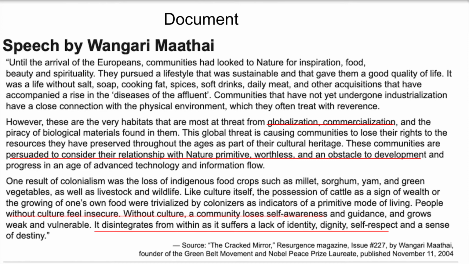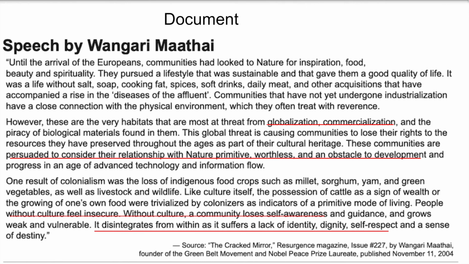Let's look at document 3, the speech by Wangari Maathai. Okay, the Cracked Mirror, the Resurgence magazine by Wangari Maathai, founder of the Green Belt Movement, Nobel Prize laureate, published in November 11th, 2004. And we're talking about, the red underlines, globalization and the threat from globalization and commercialization, negative impacts. The communities are persuaded to consider their relationship with nature primitive, worthless, an obstacle to development and progress in an age of technology. Negative impacts of globalization, commercialization.